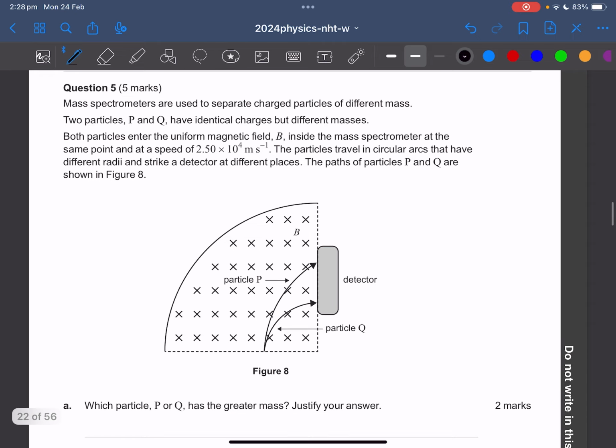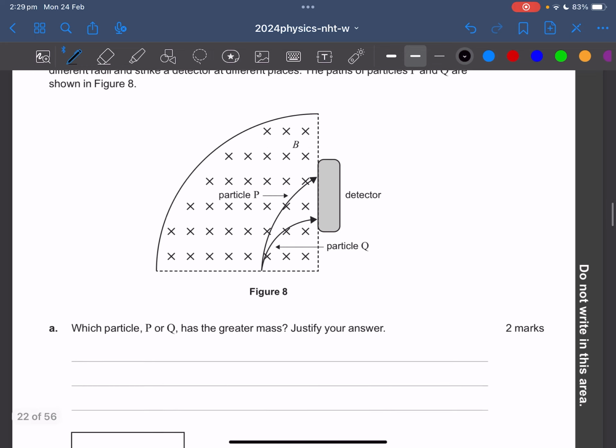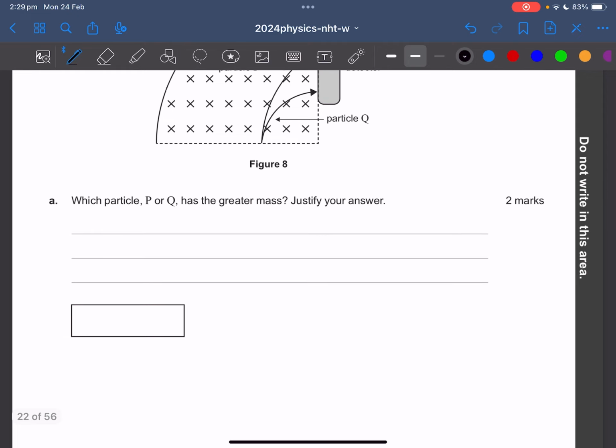Alright, question number 5. Mass spectrometers are used to separate charged particles of different masses. Two masses P and Q have identical charges but different masses. Both particles enter the uniform magnetic field B inside the mass spectrometer at the same point at the speed of this over here. The particles travel in circular arcs that have different radii and strike a detector at different places. The path of P and Q are shown in figure 8. Which particle, P or Q, has greater mass?